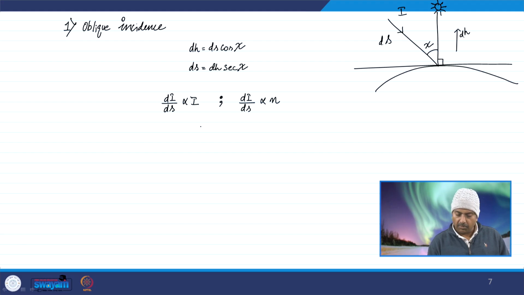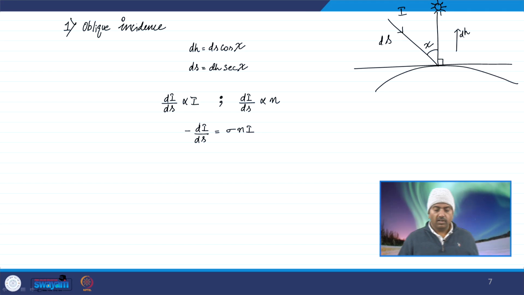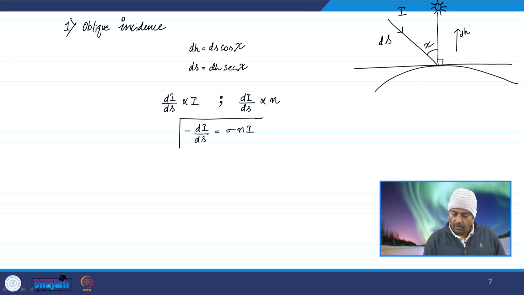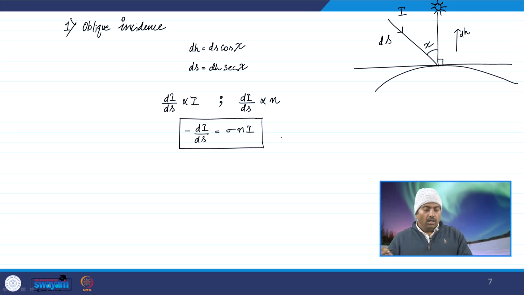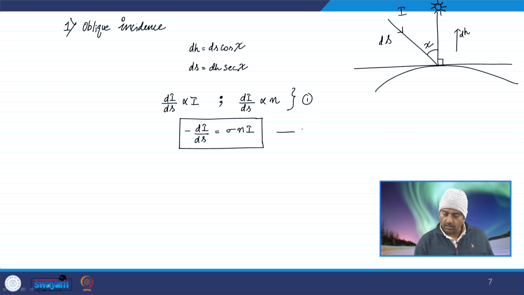Since the intensity is decreasing with respect to the original intensity as well as with respect to the number density, we can combine these two expressions and write dI by ds equals minus sigma n I. I have removed the proportionality and introduced a constant, sigma. I put a minus because it is a decrease. What is the meaning of this expression? It tells you that the rate at which intensity decreases along the path is equal to the absorption cross section times the number density times the intensity. Let us call these two equations 1 and this as 2.